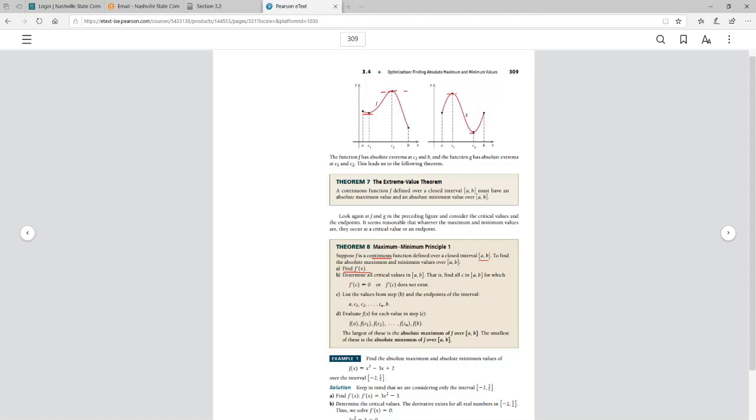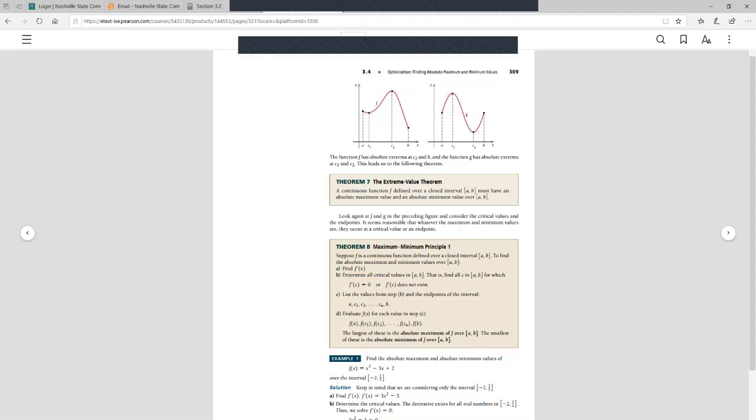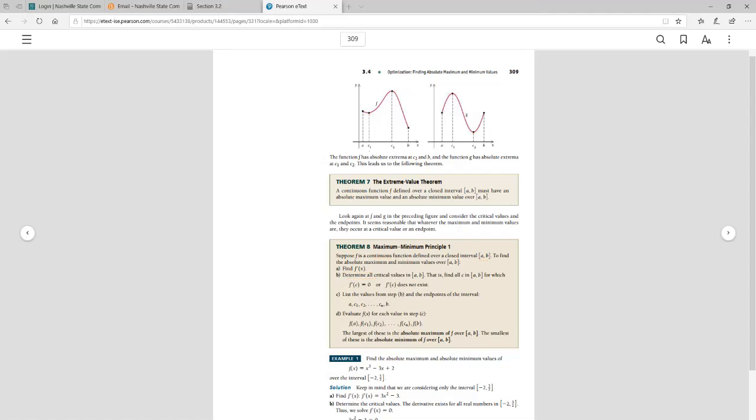So that takes care of parts A and B. Once we figure out all of the critical values, we investigate to see the y values at each of those. In other words, we would plug in, let's say, we know that C1 is critical because the derivative is 0 or undefined.